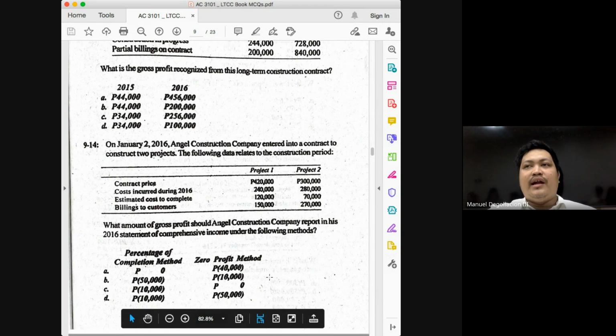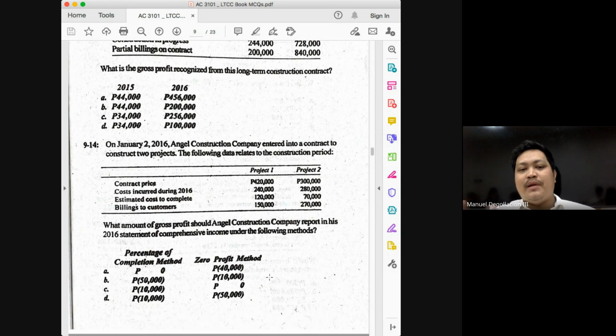So what have we learned? Under zero profit method, if it's not complete, no profit. But even if it's not complete, if there's a loss, record the loss in full. Okay?